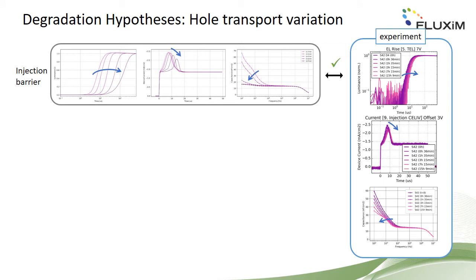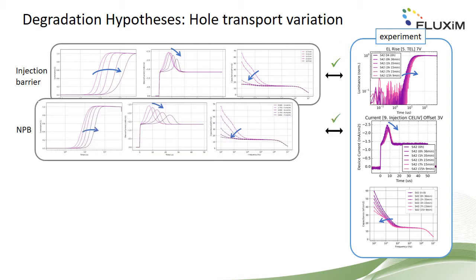Now, in order to get a qualitative understanding of which processes could be going on and be responsible for the degradation that is observed in these systematic measurements, we can vary certain parameters. For example, we can look at the change in hole transport variation. First, we look at the hole injection barrier parameter. Indeed, an increase in hole injection barrier causes the same changes in the transient EL rise and CELIV and also in the impedance data as seen in the experiment. Therefore, this parameter could be responsible for the charge transport modifications during stressing.